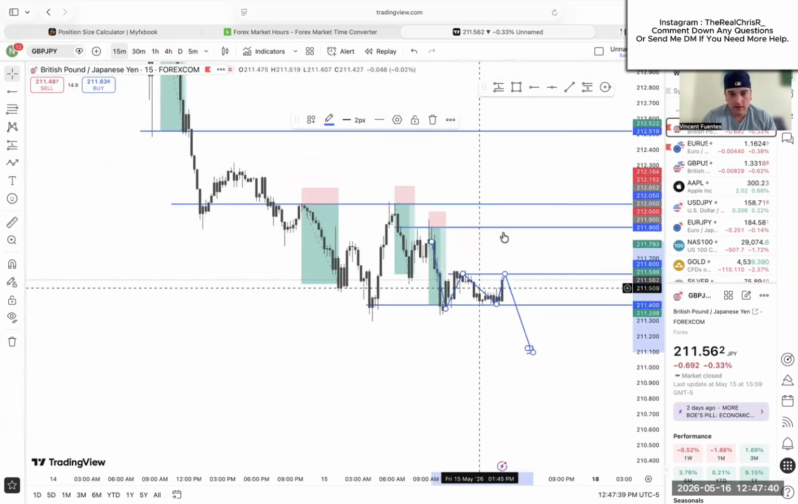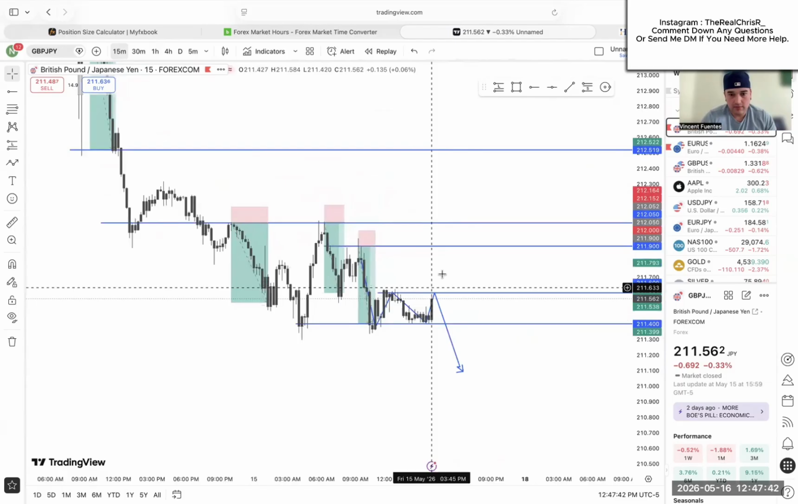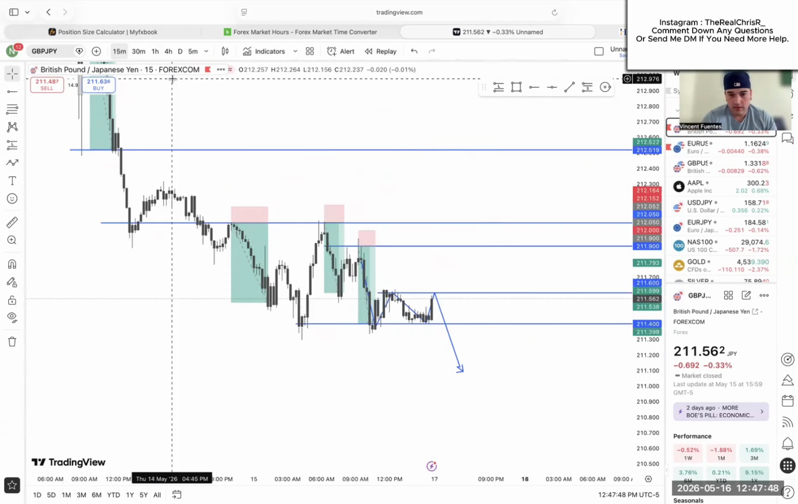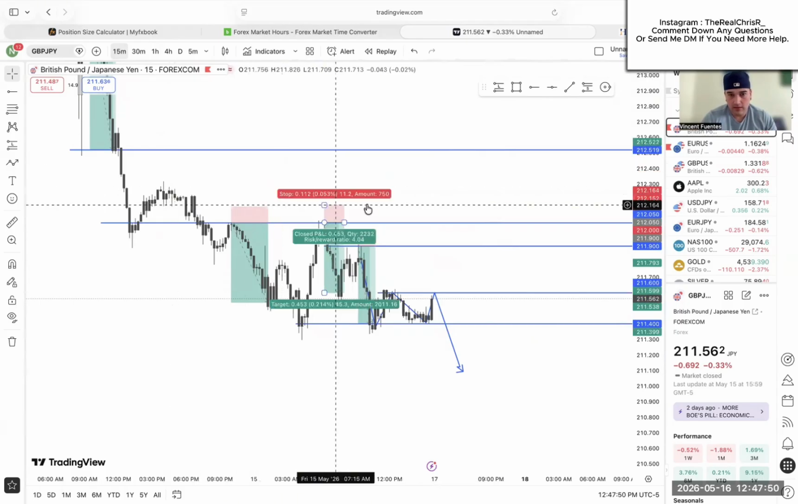But these are the trades. All you do is, if price is coming back up here, wait till it comes back up here, then enter your trade if sales are the main thing.